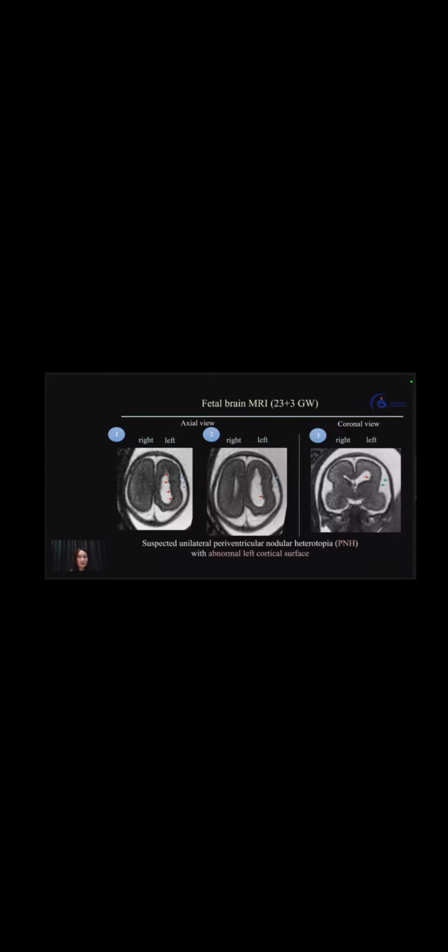Pictures 1 and 2 show axial views, and picture 3 shows the coronal view. The left lateral ventricle has irregular margins with small nodules along the wall, marked by the red arrows. This view also shows asymmetry in the cortical surface. The right is smooth, but the left, shown by the blue arrows, is irregular. Picture 3 reveals the left ventricle is enlarged, with a small nodule protruding into the lumen. The green arrows point to the Sylvian fissure features, which are shallower on the left. As a result, unilateral PNH with abnormal left cortical surface is suspected.